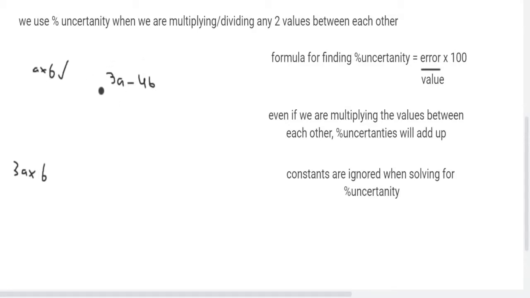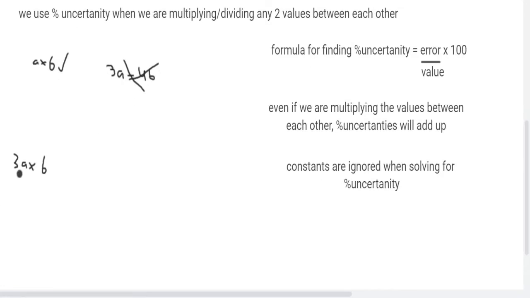Now, let's say they asked me to find 3A minus 4B. Would I use percentage error or uncertainty here? I wouldn't. Why? Because the values A and B are not multiplying or dividing, they are simply being subtracted by each other. If the values were to multiply with a variable like 3 is a variable, then that would not mean I would use percentage uncertainty. So this is wrong. Let's say I was asked to find 3A times B. Would I use percentage uncertainty? I would, because A is being multiplied by B.